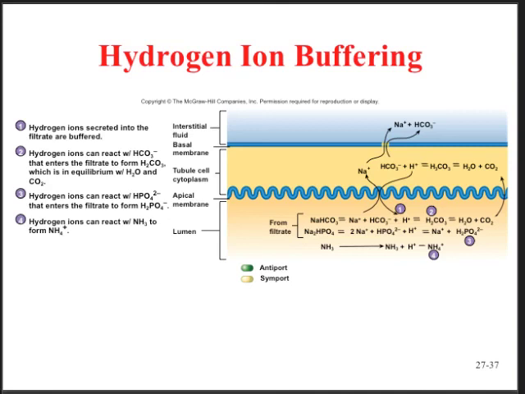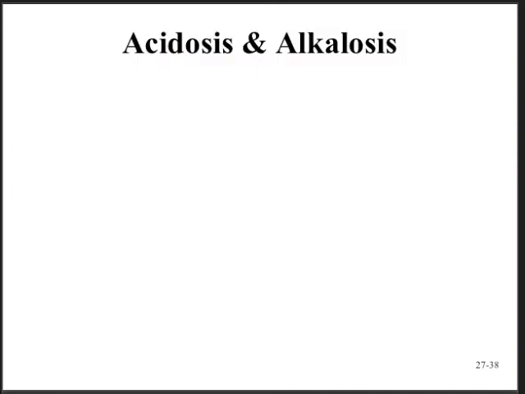Remember that the buffering system is going to resist the pH challenge, and this results then in less damage to the kidney tubules, while at the same time accomplishing the most important goal, which is to maintain body pH.